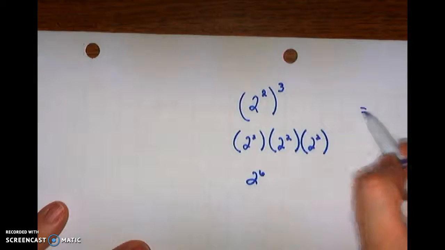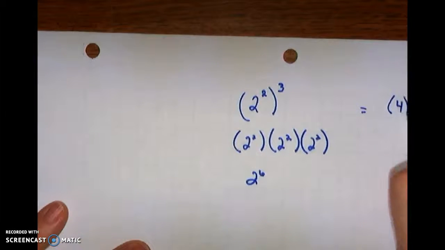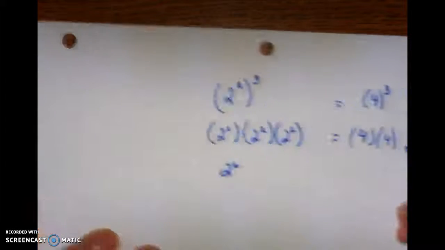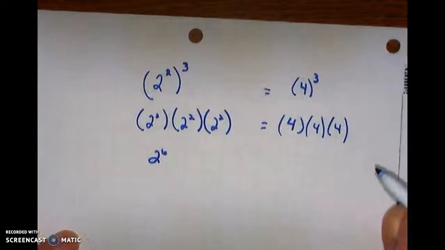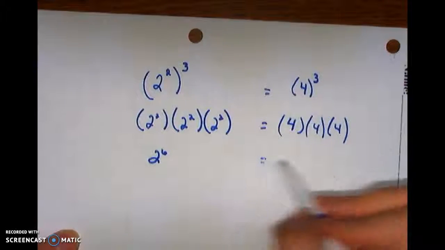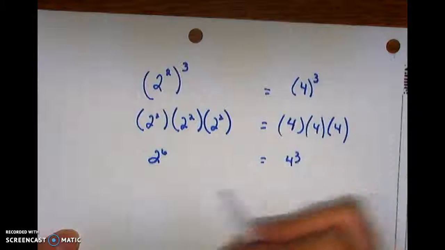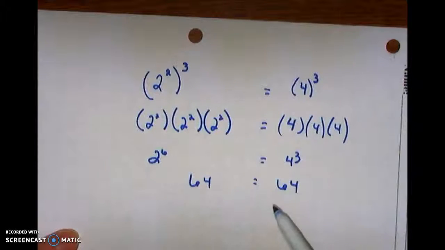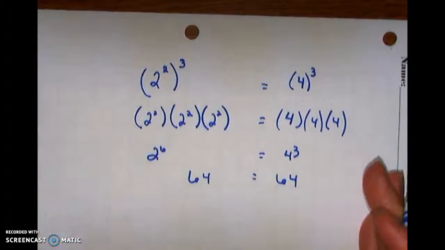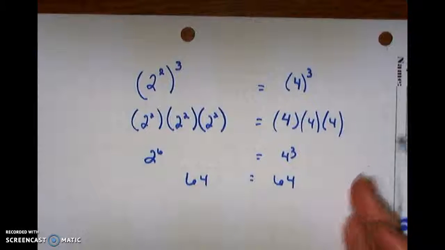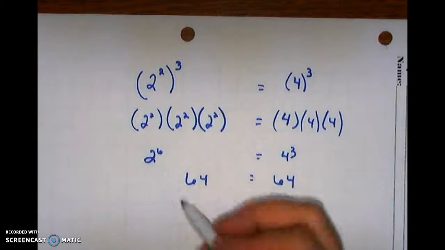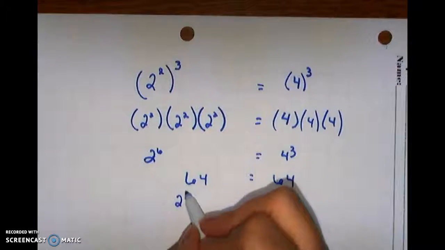We could also, 2 squared is 4, right? What does that mean? That means 4 to the third, which is 4 times 4 times 4. Again, if you punch that into your calculator, we get 64. So we're looking at the same values here. We're just trying to show you different ways to express those values. We could also simplify this to 2 to the 2 times 3.